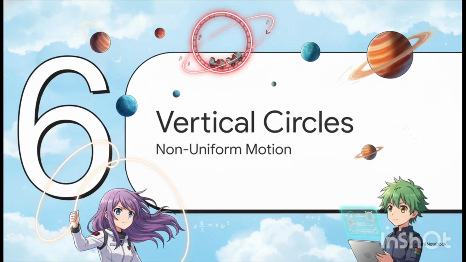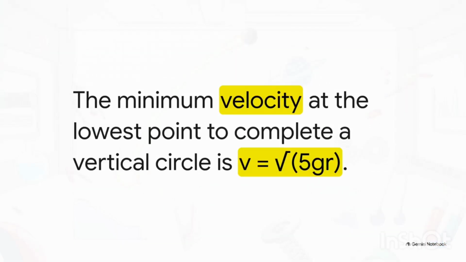Section 6. Motion in vertical circles. Non-uniform circular motion. Let's look at the most extreme case of non-uniform circular motion under the influence of gravity, vertical circles. Imagine swinging a bucket of water on a string in a huge vertical circle. As it goes up, gravity fights it and slows it down. As it comes down, gravity speeds it right back up.